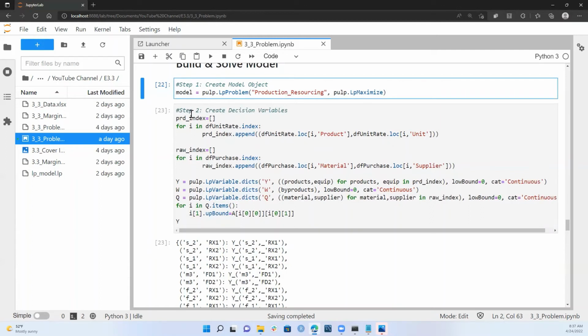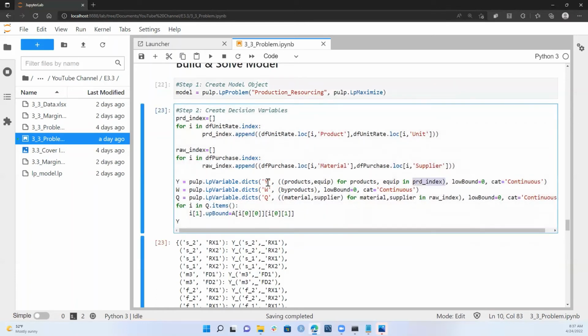So I create the product index, and that's actually used to create the Y sub ij, right? Because again, I'm going to make a set of decision variables for each product I that I can make on each machine J. And so that's the index I use to loop through and create that set of decision variables, all with a lower bound 0, all continuous.